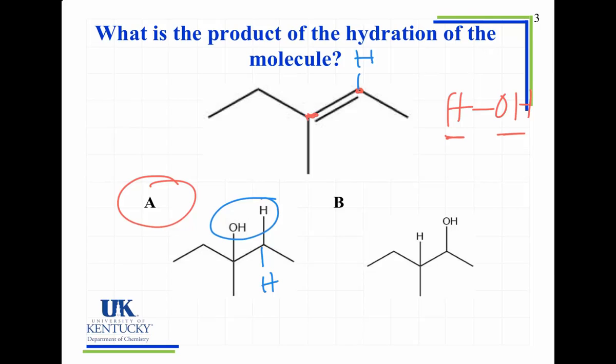If we have a situation where there is no way to distinguish between the two, we would actually get a mixture of both products. But when there's a different number of hydrogens, we can predict the preferred product. Answer B is incorrect because it adds the hydrogen to the carbon that has no hydrogens already and adds the OH to the one that has the one hydrogen.